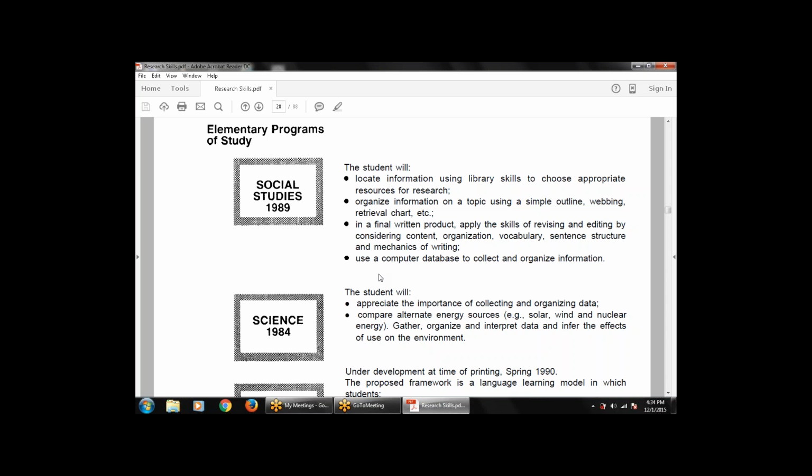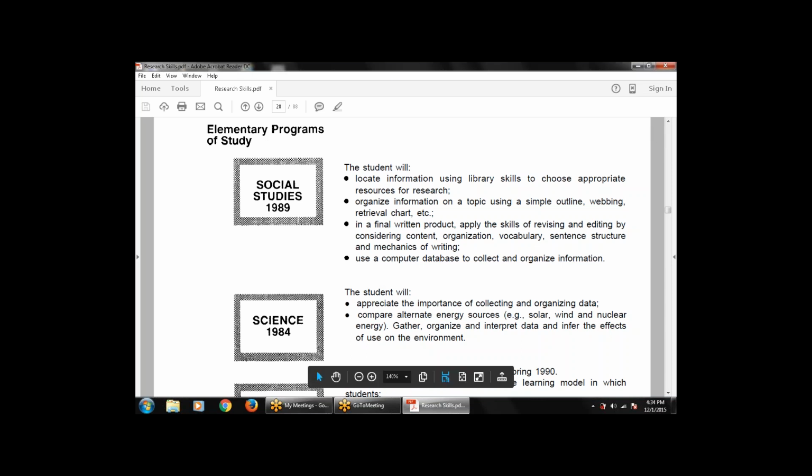Then in science, the student will appreciate the importance of collecting and organizing data, that is, how to collect and how to organize the data. Then compare the alternative energy sources, for example solar, wind, and nuclear energy, which is also part of science. And gather, organize, and interpret the data, and interpret the effects of the use on the environment.